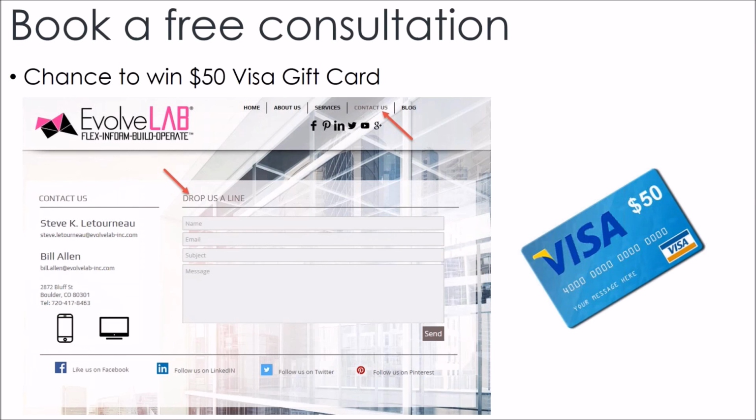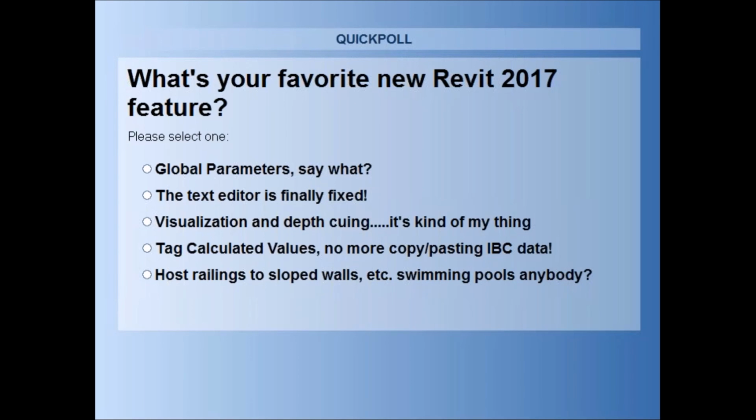Oh, I have one last poll. I wanted to know what your favorite Revit 2017 feature was, so we're going to launch that and see what you think before you bug out. The options are: global parameters, say what? The text header is finally fixed. Visualization and depth queuing, which is kind of my thing. Tag calculated values, no more copy pasting IFC data. And host railings to smooth walls, swimming pools, etc.